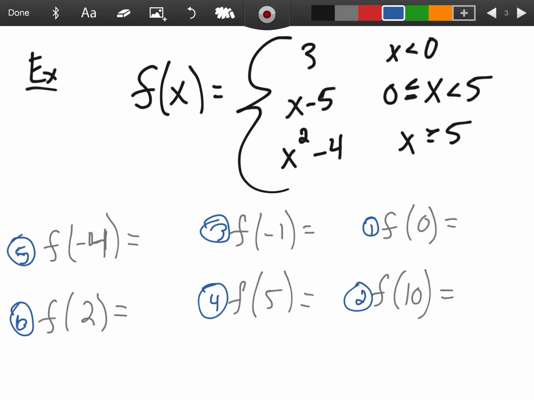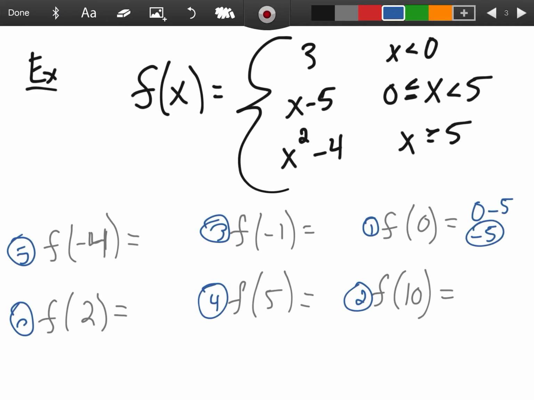All right, so first things first, f of 0. So my x value is 0. Well, what interval does that fall on? That is going to be greater than or equal to 0 but less than 5. So then I'm going to plug in 0 to x minus 5. So f of 0 equals 0 minus 5, which of course is -5. So f of 0 is -5.